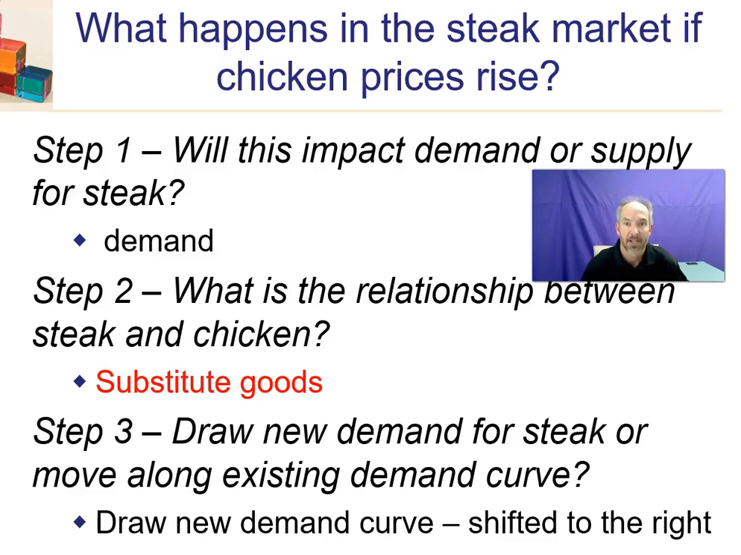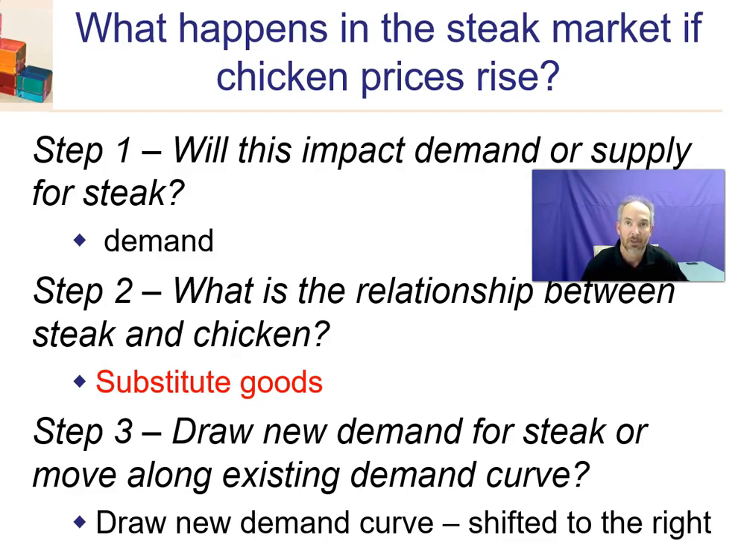The second step is determine what's the relationship between steak and chicken. Of course, steak and chicken are said to be substitute goods. The third step, given you have a price change of a substitute good, what impact will this have on either the demand curve, where we'll need to draw a new curve, or will we need to move along an existing demand curve for steak? In this scenario, this price change of chicken will cause us to have to draw a new demand curve for steak.